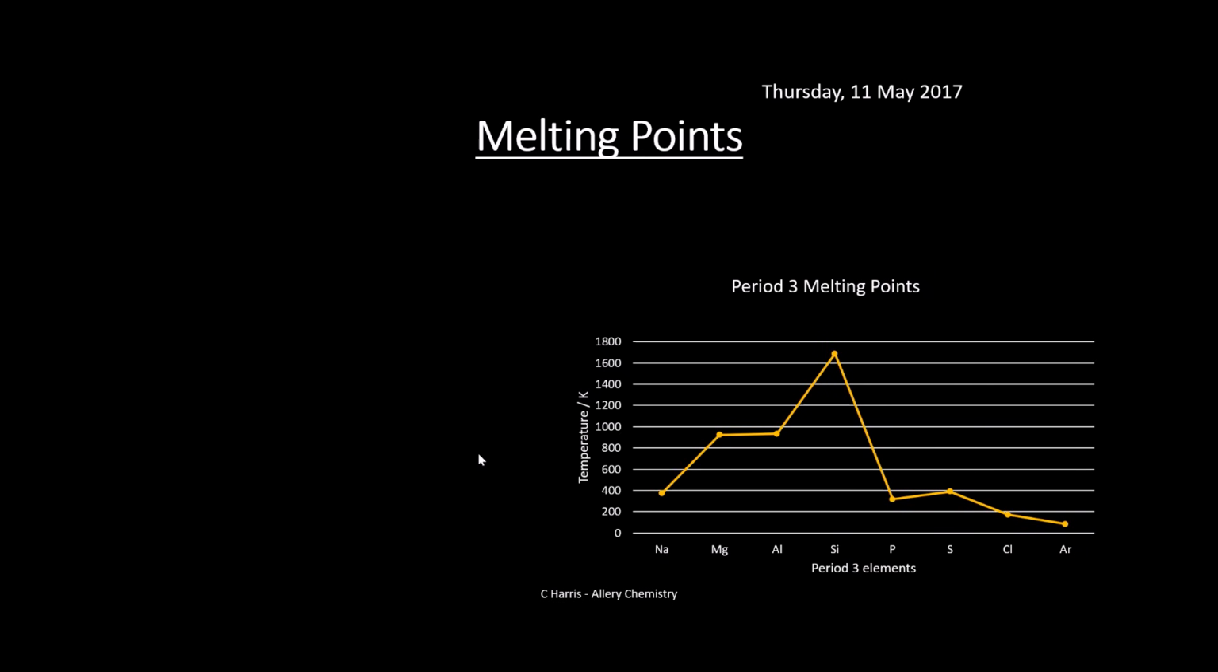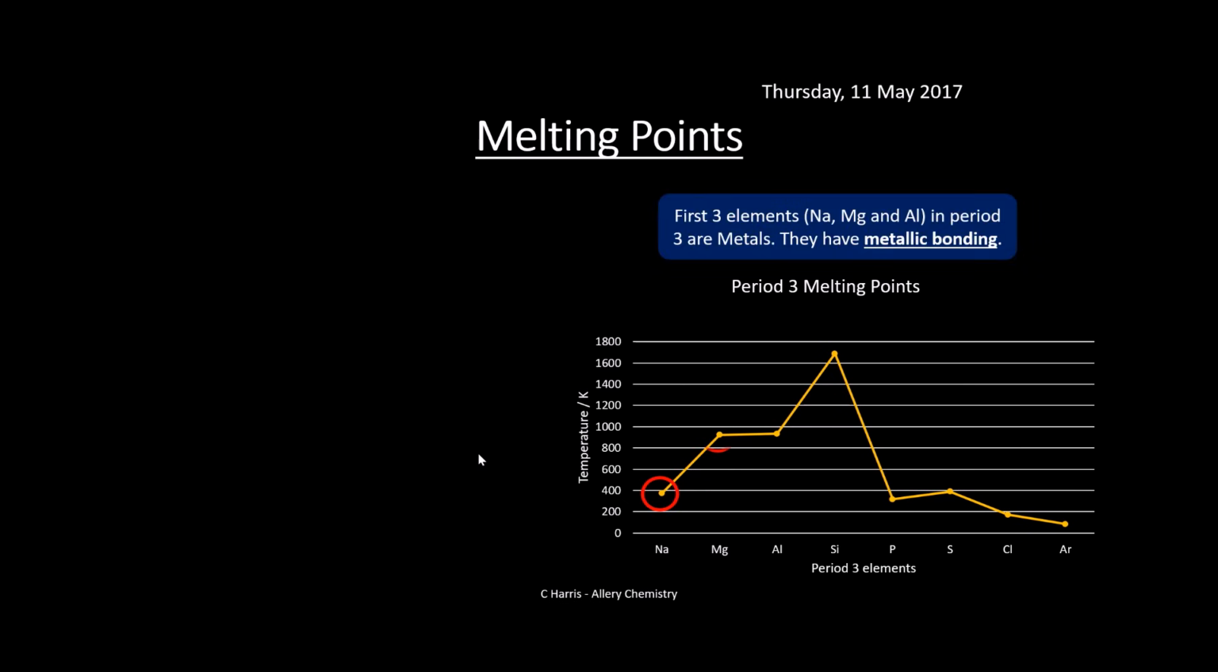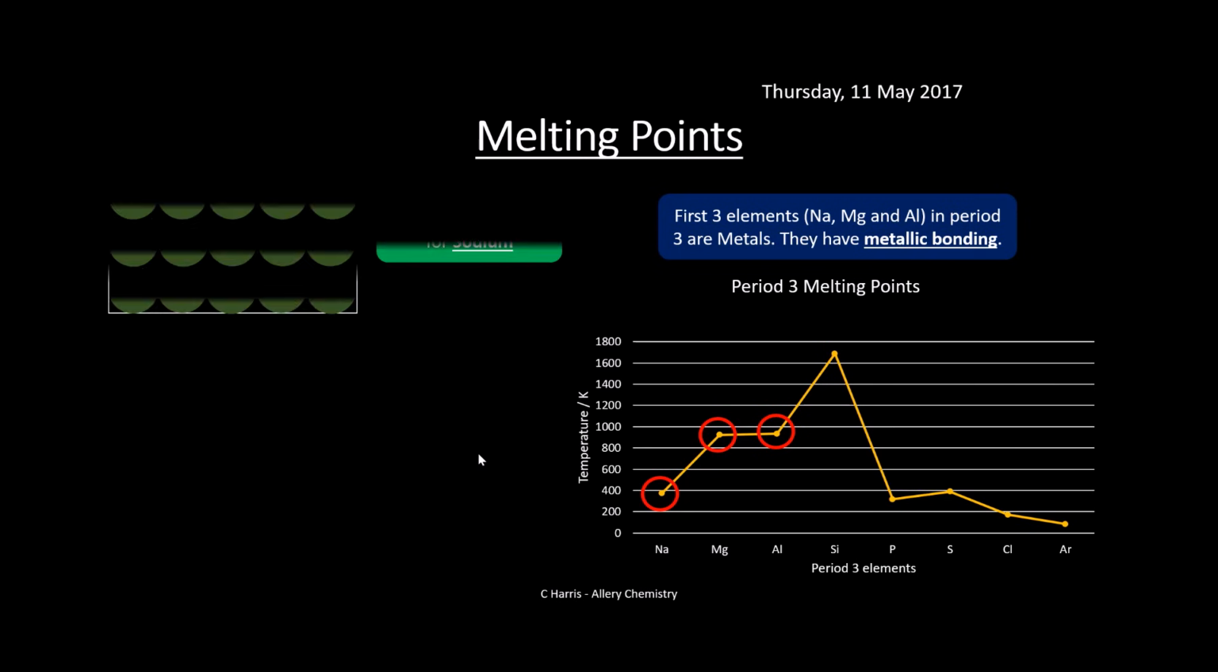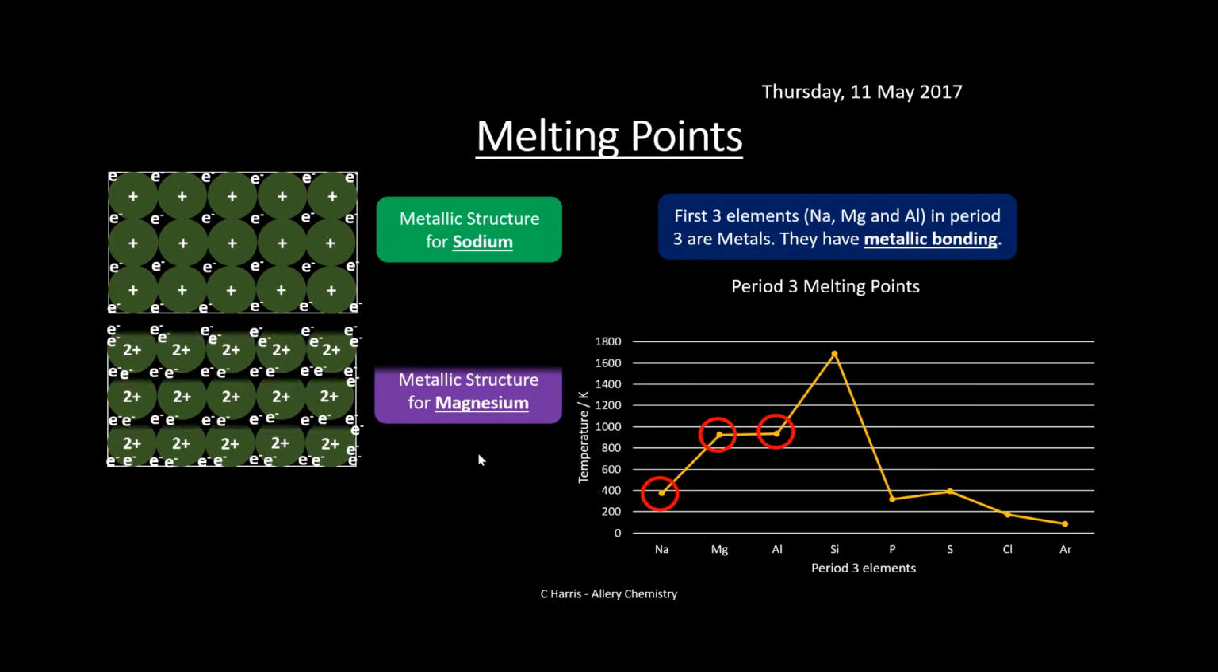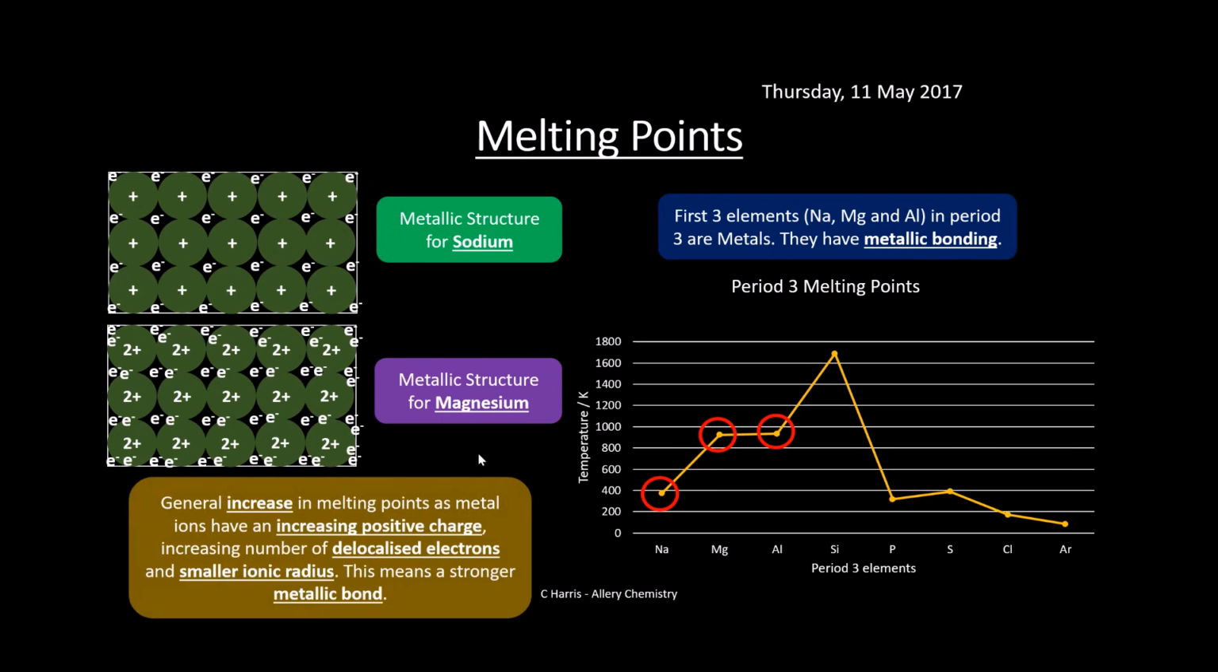Okay, so let's have a look at some melting points, and we're going to look at melting points of period 3 elements. So the first 3, sodium, magnesium, aluminium, these are obviously all in period 3. These all have metallic bonding. Okay, so there it is for sodium. You can see it's got 1 electron per ion, delocalized. Whereas for magnesium, you can see we've got 2 electrons. We've got a double charge in the middle, and so therefore that's the metallic structure for magnesium.